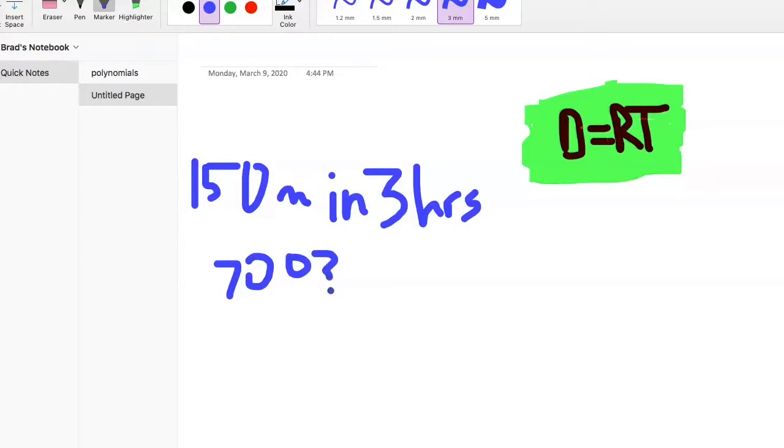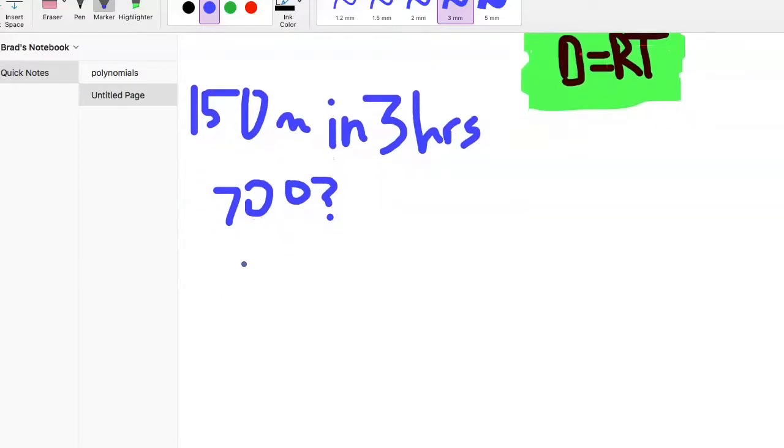Okay. It's 150 miles in 3 hours. How long is it going to take to get 700? So again, we want to go back to our formula, right? Distance equals rate times time. So at first, we see 150 miles in 3 hours. There's time, there's distance, but we can actually turn that into rate, right?